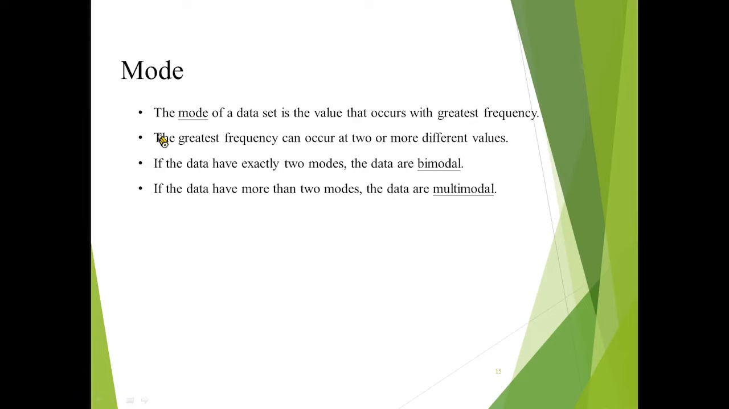Another one is the mode. The mode of a data set is the value that occurs with the greatest frequency, and the greatest frequency can occur at two or more different values. If the data have exactly two modes, the data are bimodal. If the data have more than two modes, the data are multimodal.